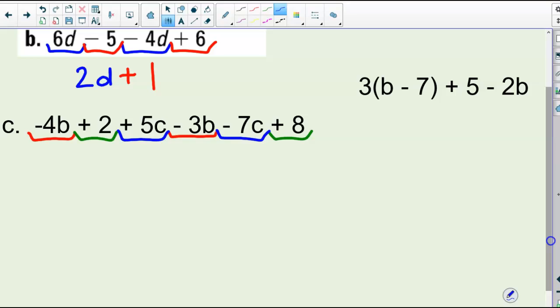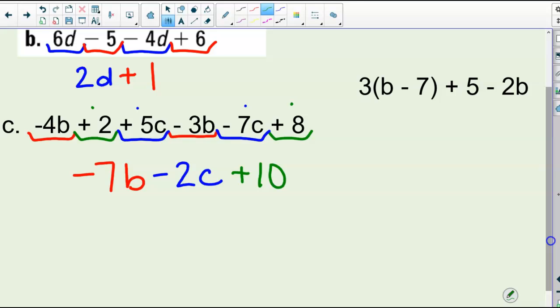So usually we go in alphabetical order, so I'll start with the B's first. These were red. Negative 4b and negative 3b combined to make negative 7b. Then I'll do my C's. So 5c minus 7c is negative 2c. And then I'll do my constants, 2 and 8, make 10.